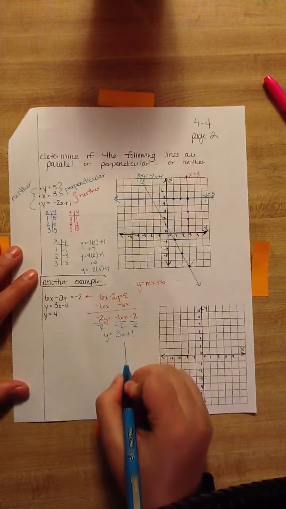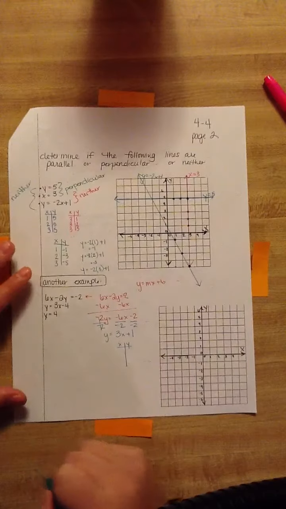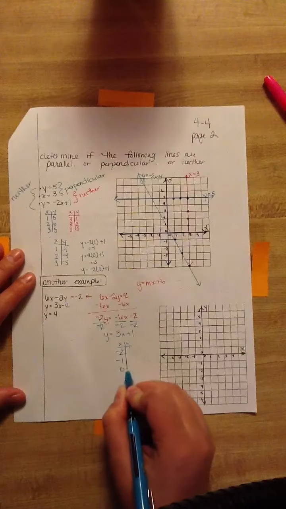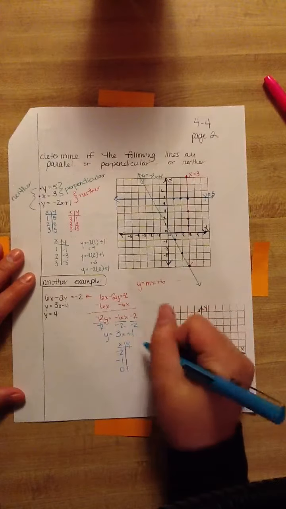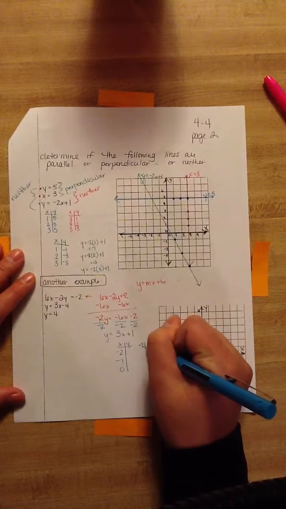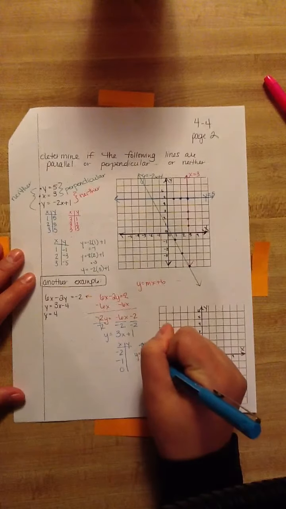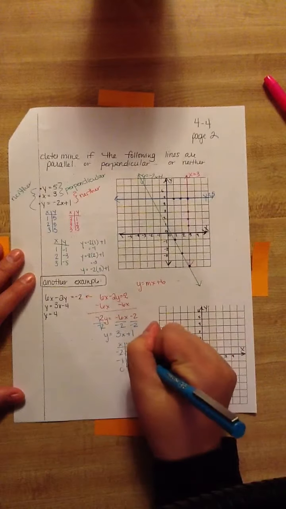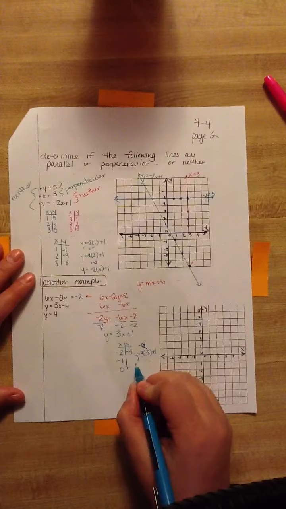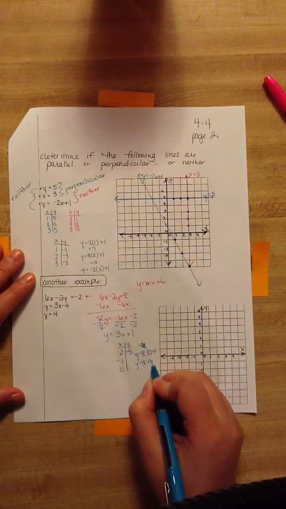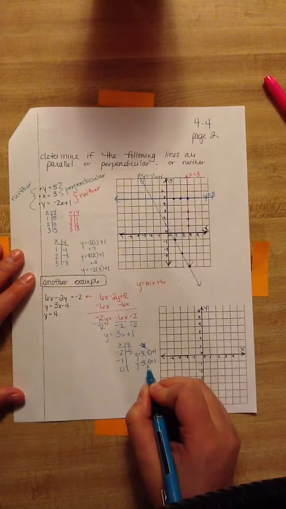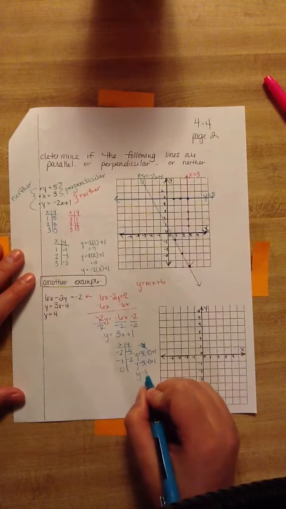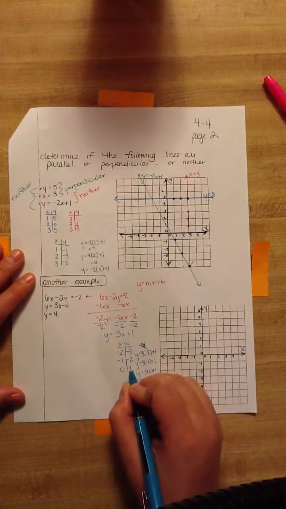So I'm going to make a table for this. I'm going to say x, y, and I'm going to go with negative 2, negative 1, and 0 for my points. Now negative 2 times, let's start over. y equals 3 times negative 2 plus 1. This gives me negative 6 plus 1, which is negative 5. The second one is y equals 3 times negative 1 plus 1. This gives me negative 3 plus 1, which gives me negative 2. Now I have y equals 3 times 0 plus 1, which is just 0 plus 1 or 1.